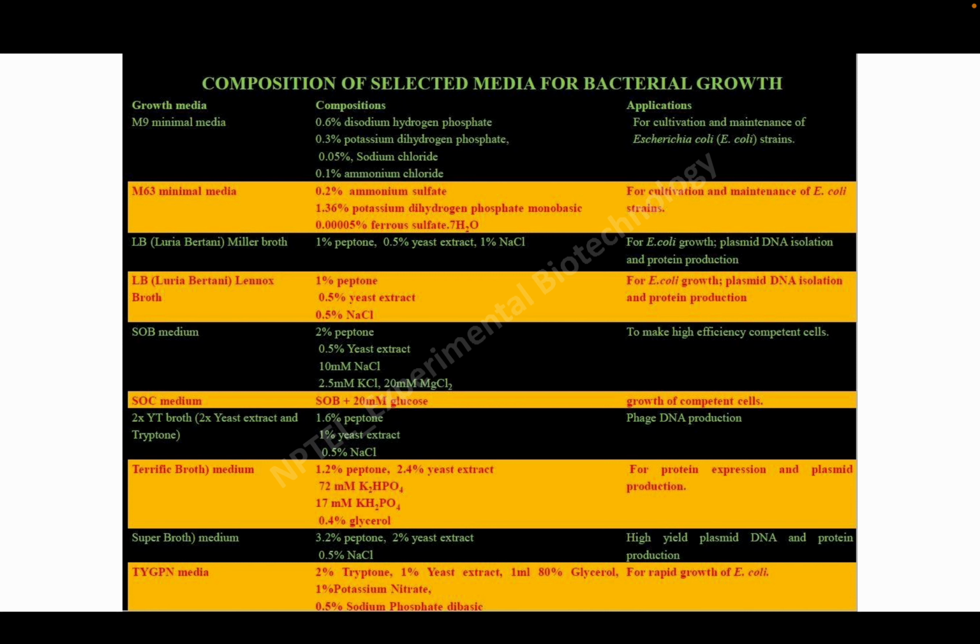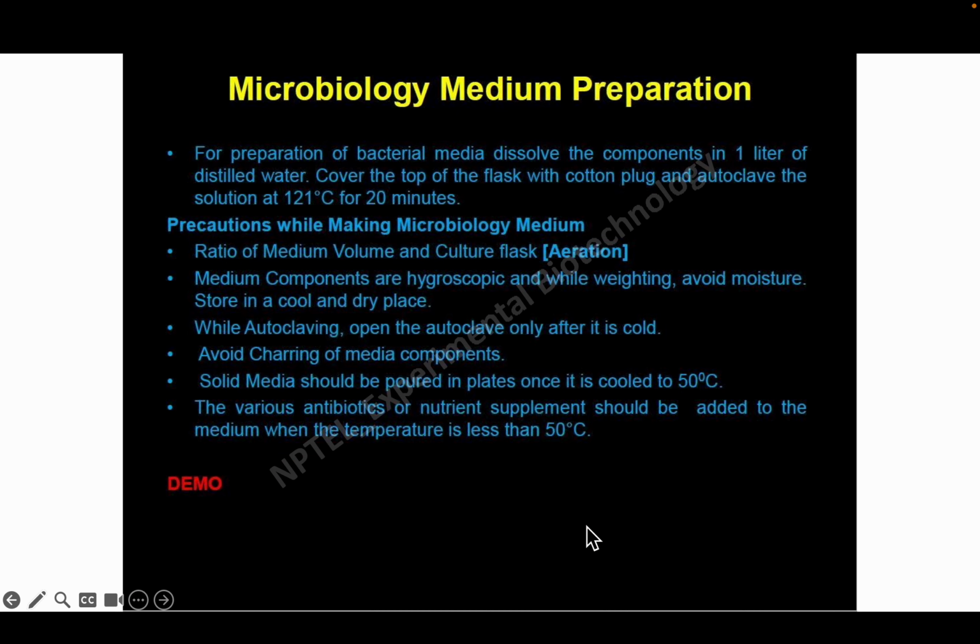Okay, so these are the different growth media. SOB media: peptone is present, yeast extract, NaCl and KCl, magnesium chloride, to make high efficiency competent cells. SOC media: SOB plus 20 millimolar glucose, for growth of competent cells. YT broth: yeast extract plus tryptone. Terrific broth media: peptone and yeast extract are present, for protein expression and plasmid production. Then TYGPN media: tryptone, yeast extract, glycerol are present. So microbiology medium preparation. For preparation of bacterial media, dissolve the components in 1 liter of distilled water.